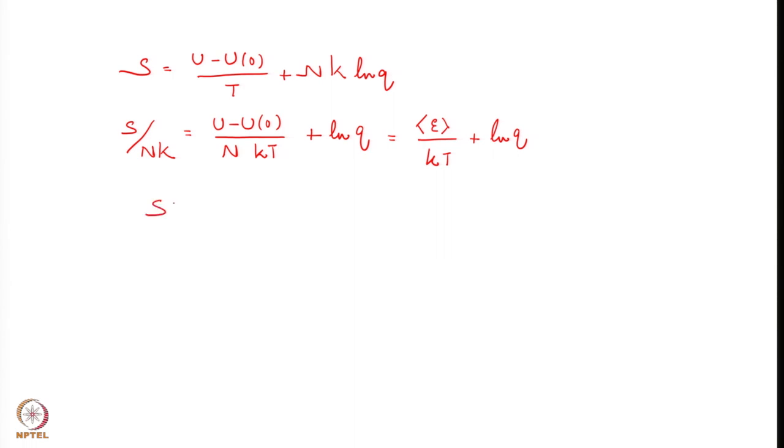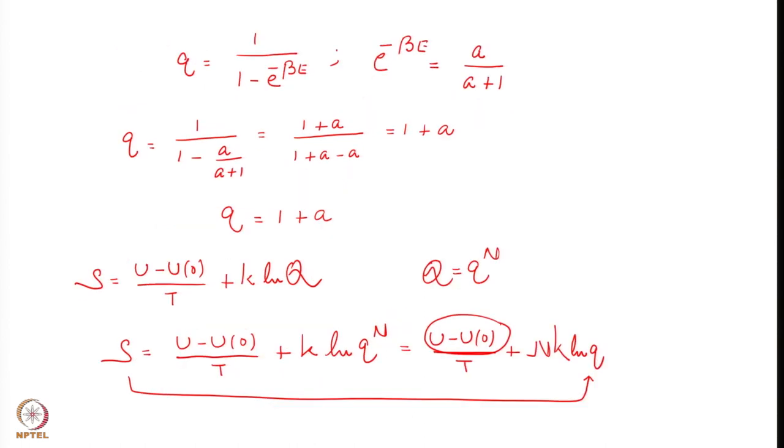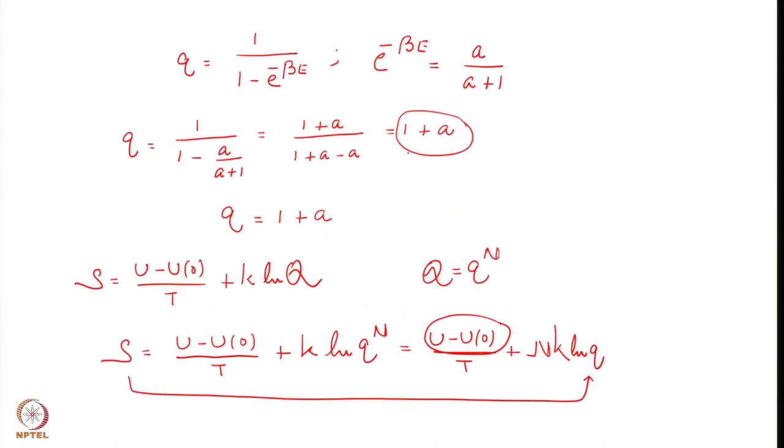So, can I write now S by NK is equal to A times E, and this 1 by KT I can write as beta, plus log Q. We have the expression for beta E and we have the expression for Q. You remember that beta E is equal to log 1 plus 1 by A, and Q is 1 plus A. Let us substitute that.